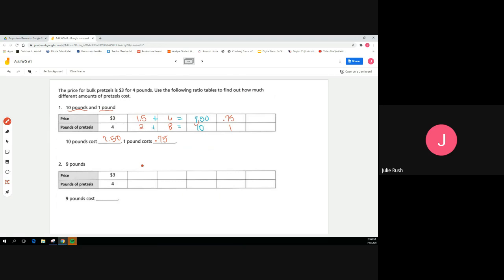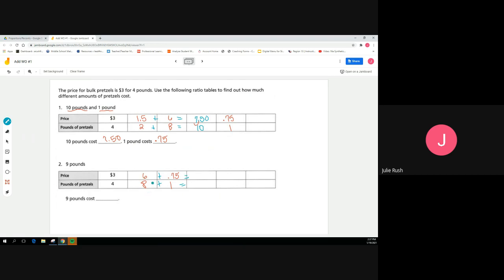Now if I know what 10 pounds is and I know what 1 pound is, then I should be able to work pretty quickly towards my 9 pounds. But let's go ahead and pretend like we don't have all that information. If I didn't, I would probably double to get to 8 and 6. But we know that we have our 1 and 0.75 here. I'm going to add them together. So I'm going to do 6 plus 75 and 8 plus 1 equals.